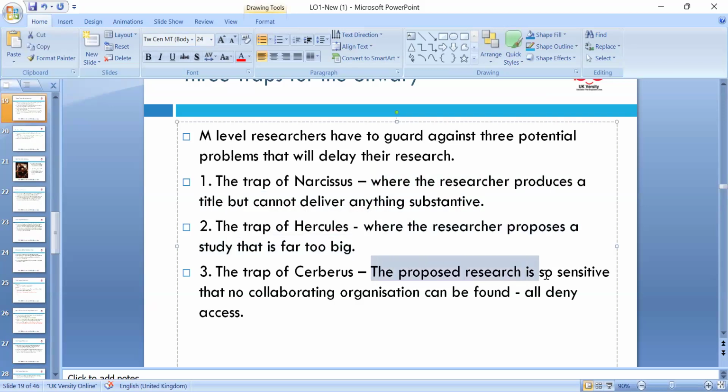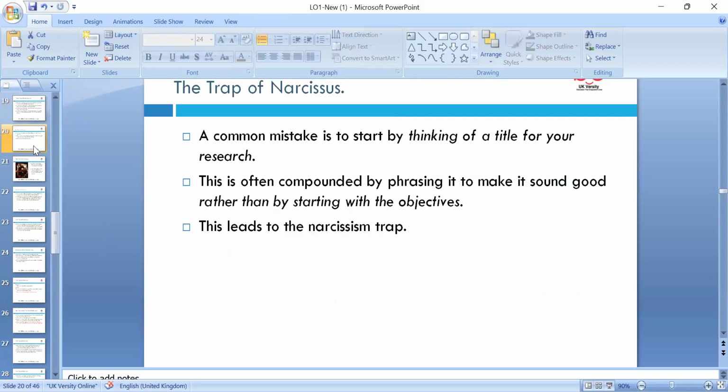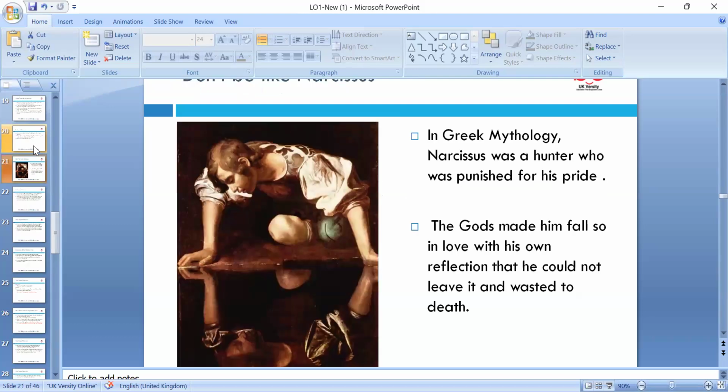Maybe the scope is too big, or the proposal is sensitive, or no collaborating organization can be found. So make sure the research is to the point. A common mistake is starting by thinking of a title, phrasing it to sound good, rather than starting with the objective. So make sure we do the objective.